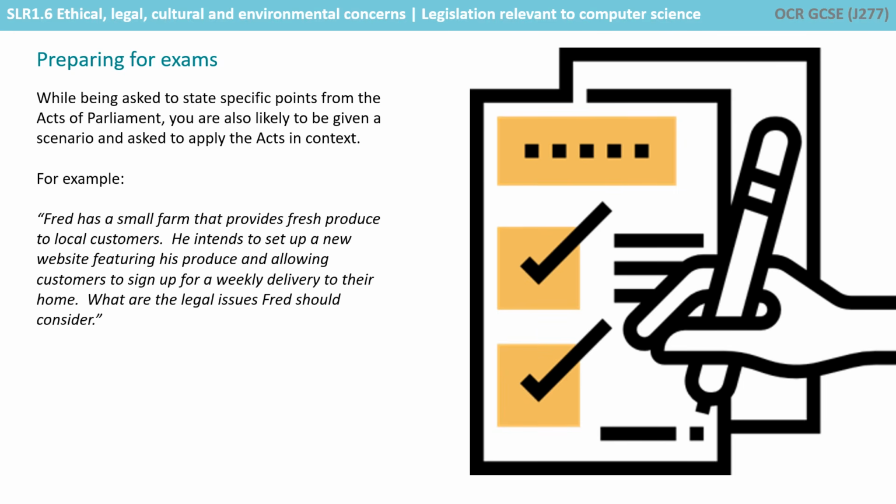Fred has a small farm that provides fresh produce to local customers. He intends to set up a new website featuring his produce and allowing customers to sign up for a weekly delivery to their home. What are the legal issues Fred should consider? Here, you'd have to contextualise your answer to the scenario, talking about the various acts of legislation, such as the Data Protection Act. What is it that Fred has to do? What are his responsibilities?